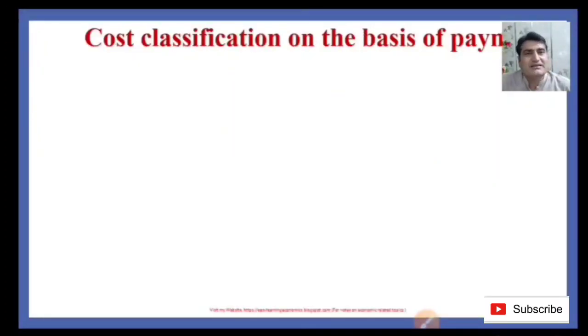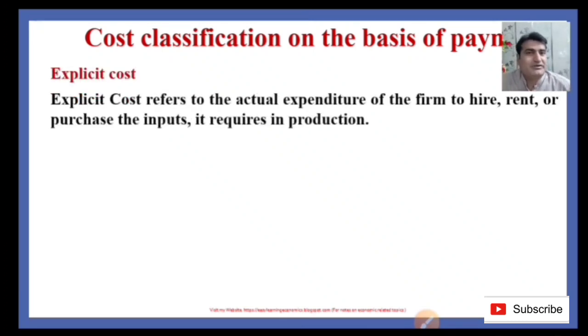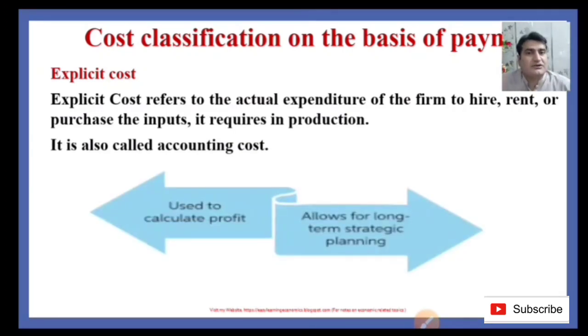So how can we classify cost on the basis of payment? Explicit cost. So what is explicit cost? Explicit cost refers to the actual expenditure of the firm to hire, rent or purchase the inputs it requires in production. It is also called accounting cost. The explicit costs are used to calculate the profit. Explicit cost allows for long-term strategic planning.